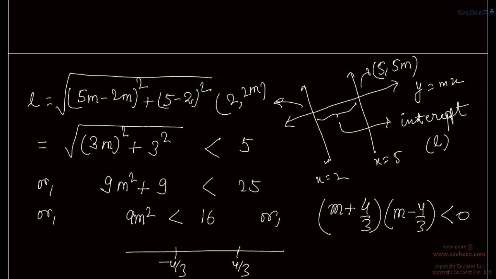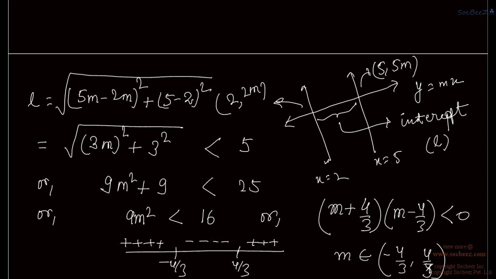If m is greater than 4 by 3, then the expression is positive. If it lies between minus 4 by 3 to 4 by 3, then the expression is negative. And if m is less than minus 4 by 3, then the expression is again positive. So for the condition (m plus 4 by 3)(m minus 4 by 3) less than 0, m belongs to the interval minus 4 by 3 to 4 by 3, right?